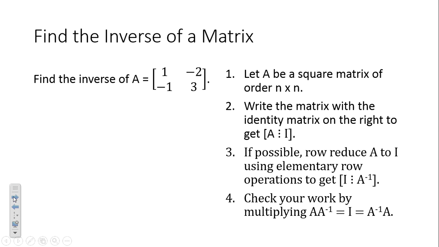The inverse of a matrix is found by a process. Okay? We have a 2x2. We'll start with that 2x2, and then we'll practice it with a 3x3. Matrix A has 1, negative 2, negative 1, and 3 for its elements. And what we do is we write that matrix with the identity matrix for a 2x2 added on the end. And then we perform our elementary row operations like we have been to get the identity matrix on the left-hand side, to get it in reduced row echelon form. And then we check by multiplying. Okay? So let's do that.